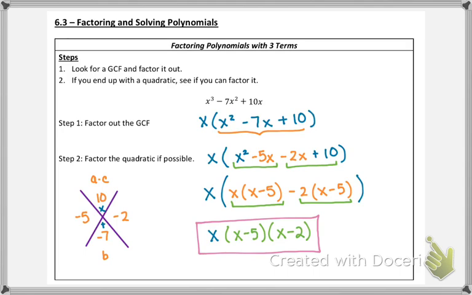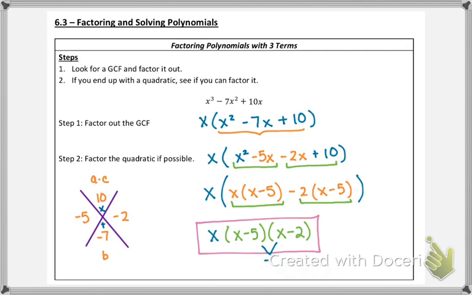you want to split up x squared into x and x, and then you want to find two factors that would multiply to give you your c value, which in this case is 10, so that when you multiply the inner terms, this gives me negative 5x, and when I multiply the outer terms, it gives me negative 2x. And it needs to add to give you your middle term, which is negative 7x. So that's a good way to check to see if you factored the quadratic correctly.